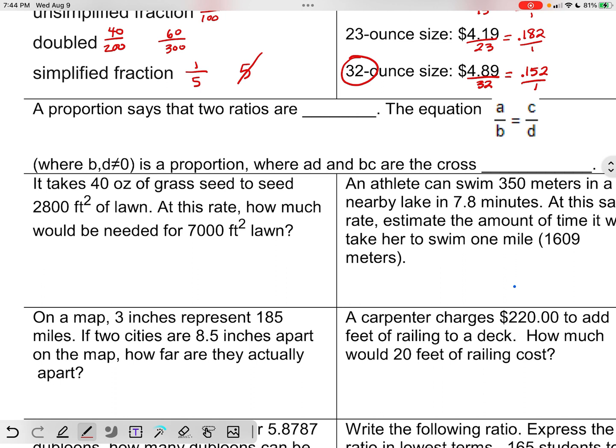A proportion says that two ratios are equivalent or equal. The equation A to B is equal to C to D, where B and D cannot equal 0 because that would make it undefined, or an error if you're using a calculator, is a proportion where AD and BC are the cross products. We said that in a previous lesson together.